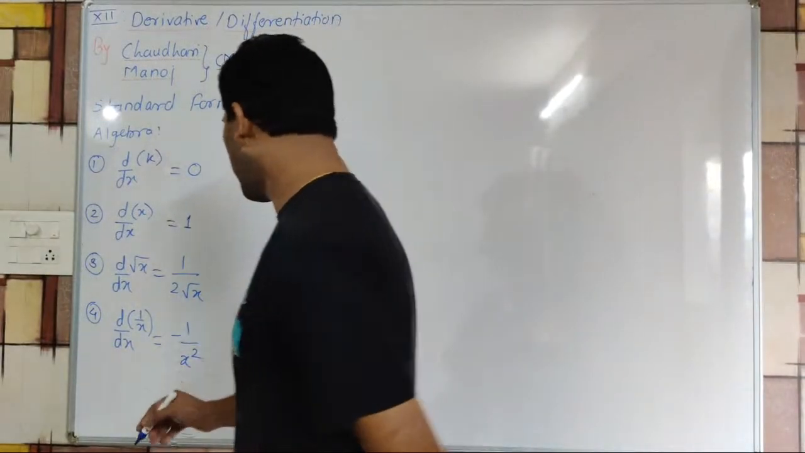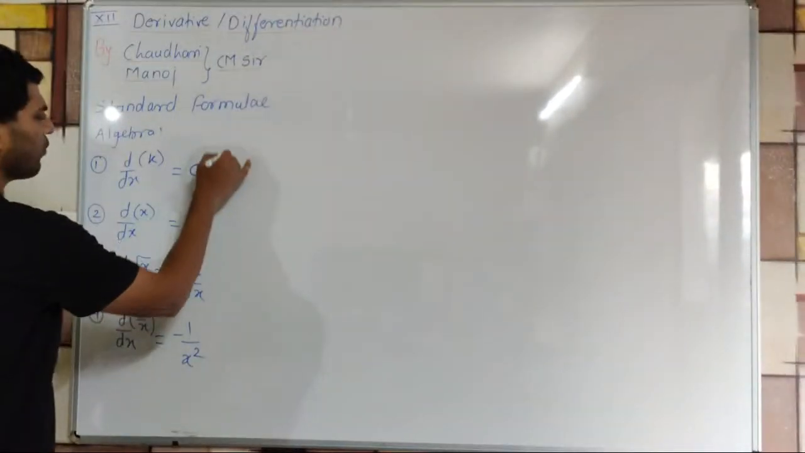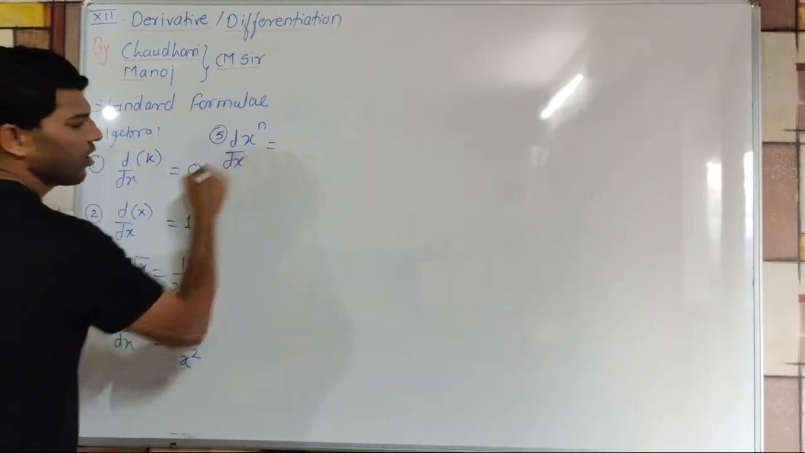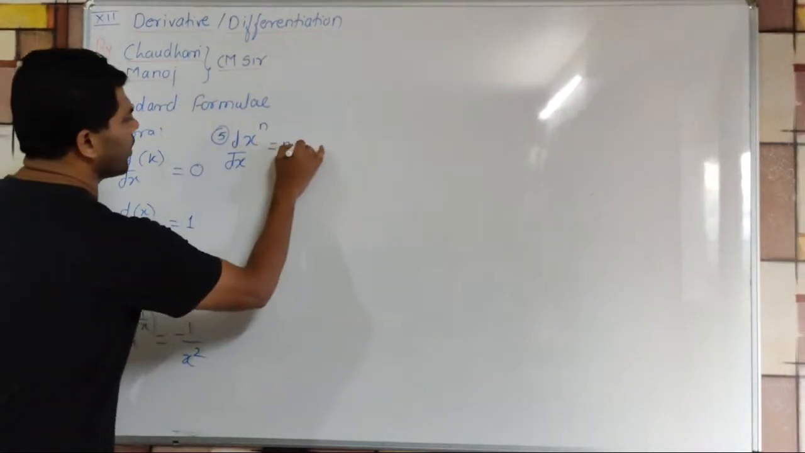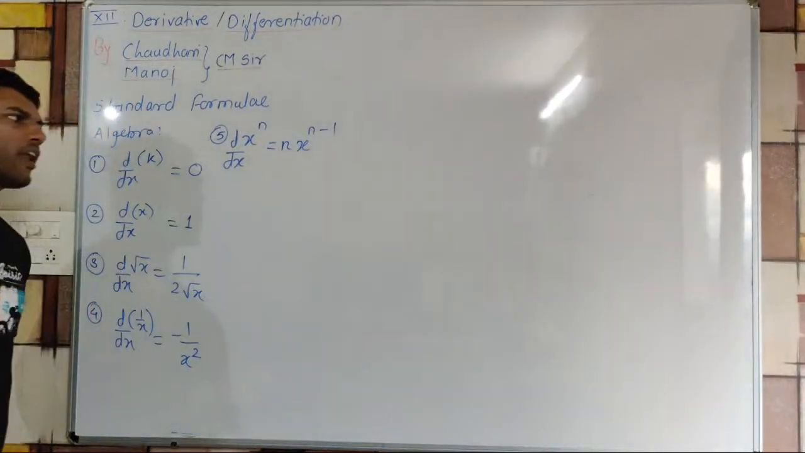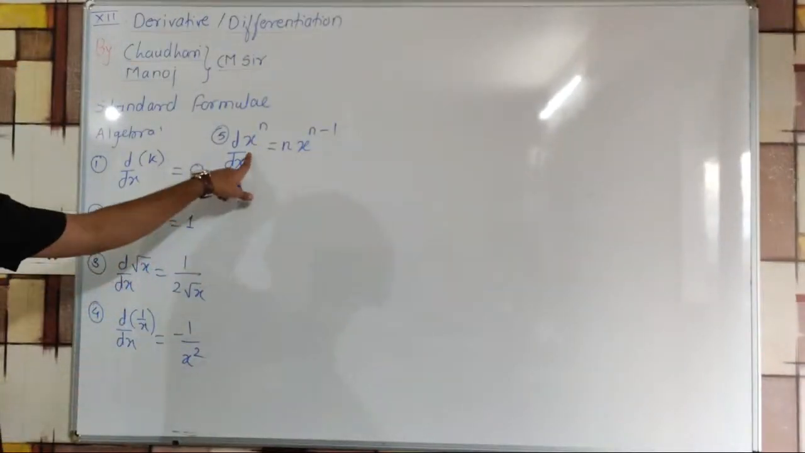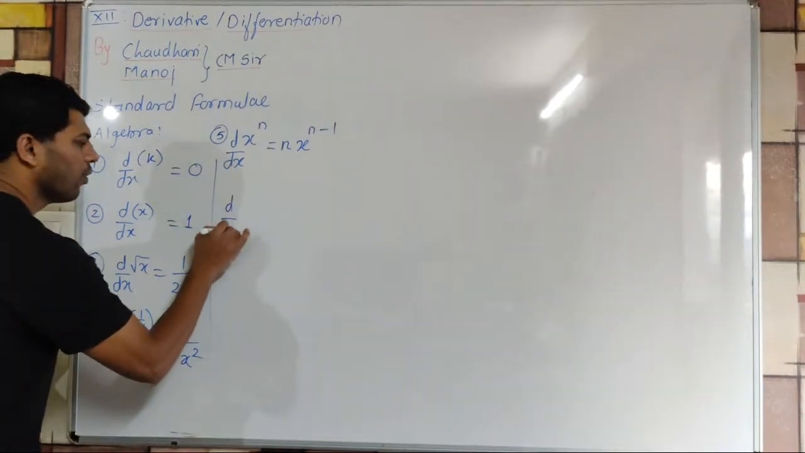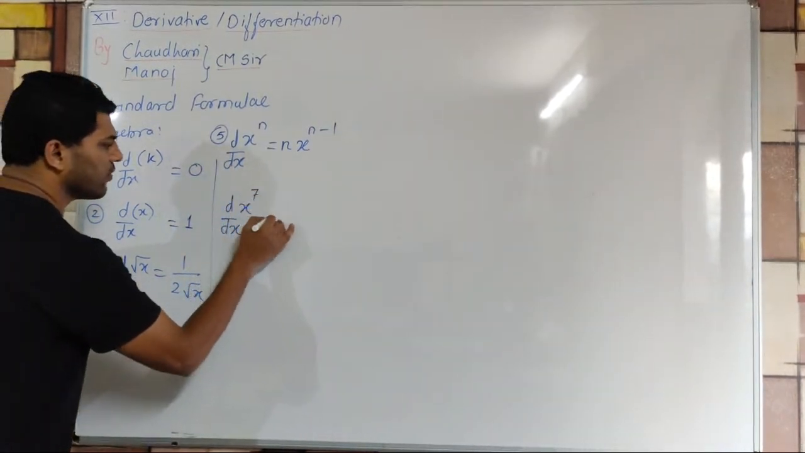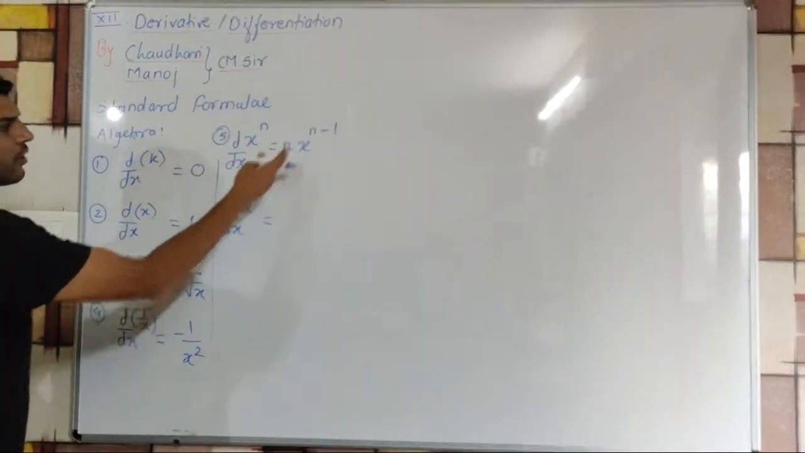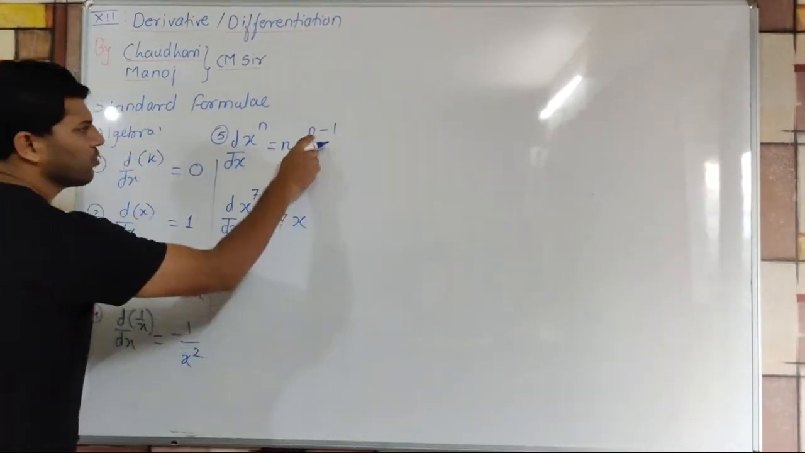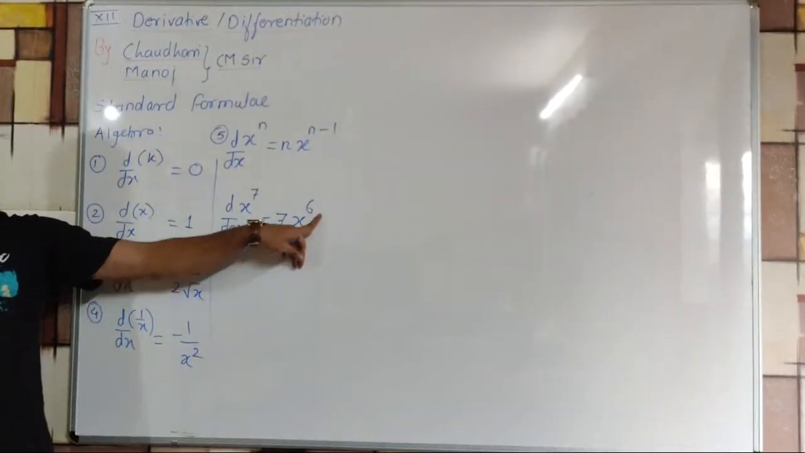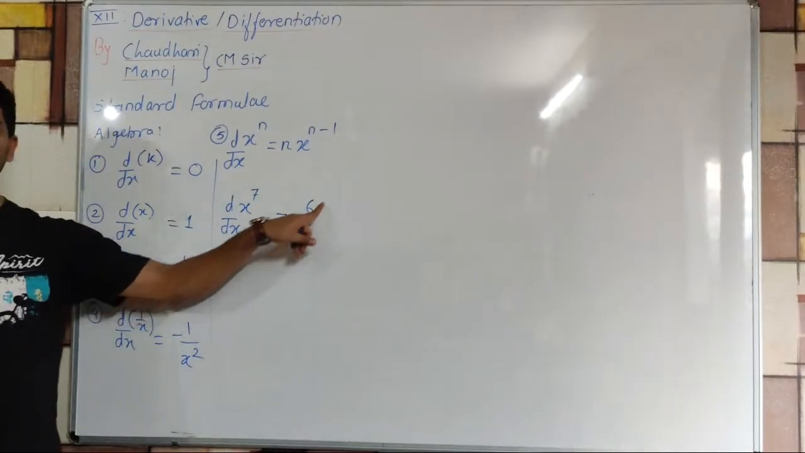Then one important formula from algebra which is required to solve problems is the derivative of x raised to n. What was the derivative of x raised to n? If you remember, it is n into x raised to n minus 1. Let me explain this with one example. What is the derivative of x raised to, let's say, 7? Here the n value is 7. Please apply. The answer is 7 into x raised to 7 minus 1, which is 6.